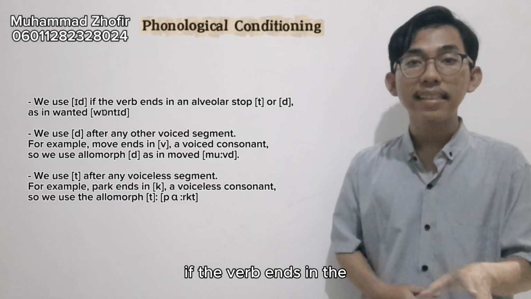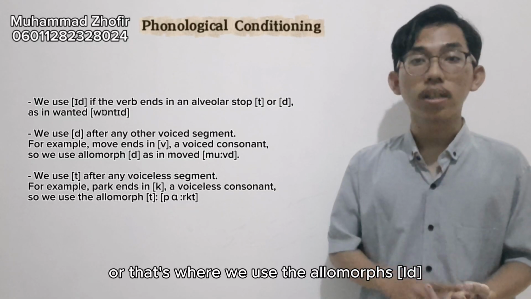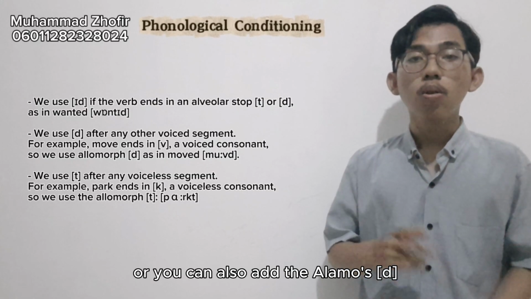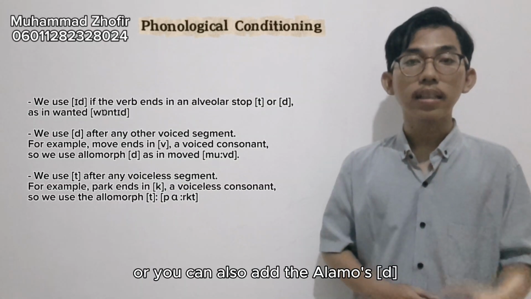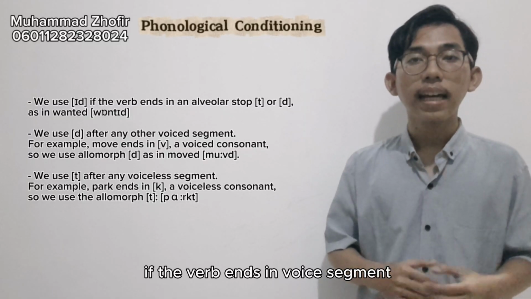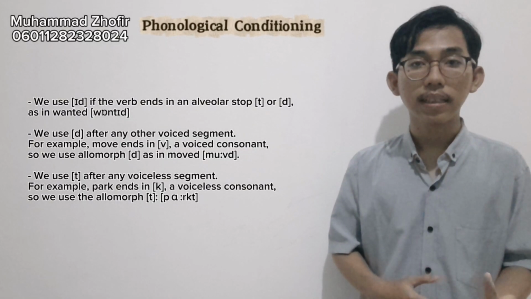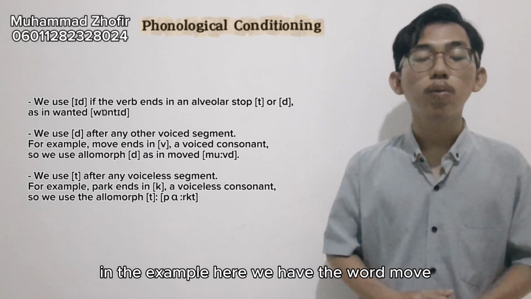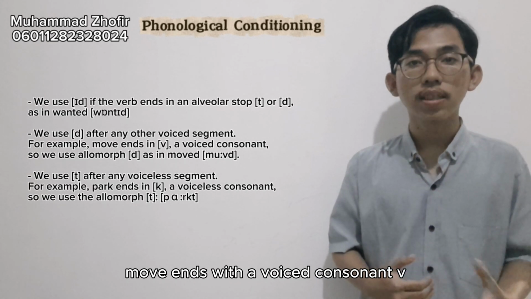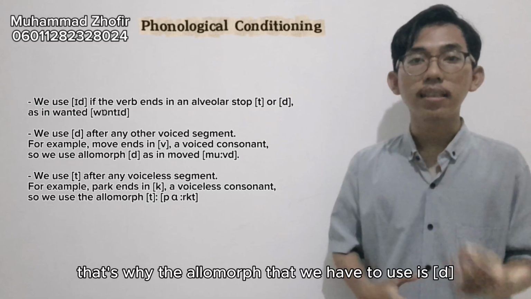Okay, if the verb ends in an alveolar stop sound like t or d, that's when we use the allomorph id. Or we can also add the allomorph d if the verb ends in a voiced segment. Okay, in a voiced segment. In the example here, we have the word move. Move ends with a voiced consonant v. That's why the allomorph that we have to use is d.